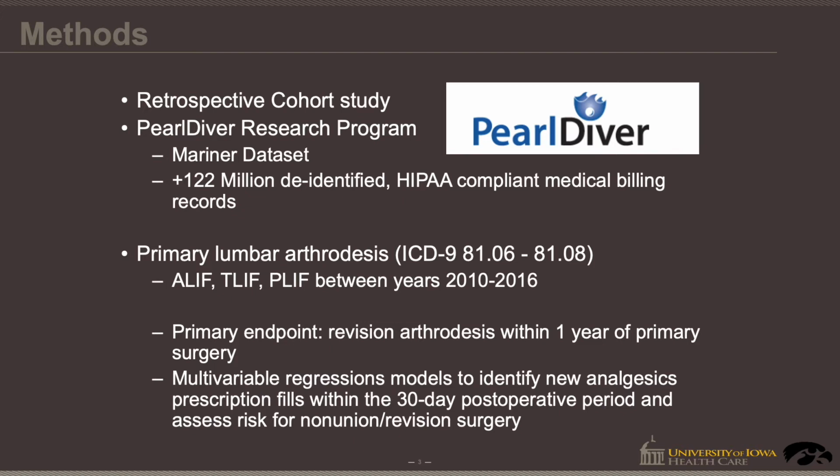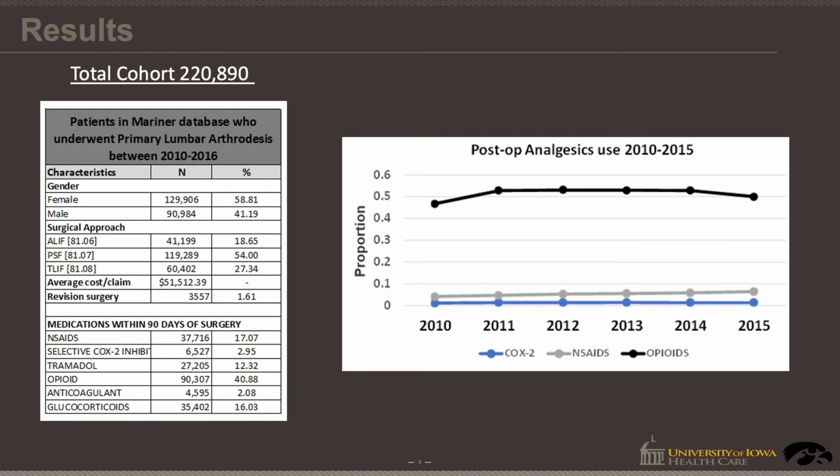This was a retrospective cohort study using a large data set. We were able to query patients undergoing primary lumbar fusion between the years 2010 and 2016. Multivariable regression models were used to identify new analgesic prescription fills within 30 days post-operative to assess relative risk for revision surgery within 1 year of the index surgery. Over 200,000 patients underwent primary lumbar fusion during this period. Of these patients, over 3,500, or 1.6%, required revision arthrodesis in the first year.